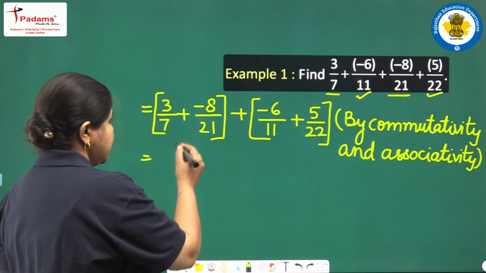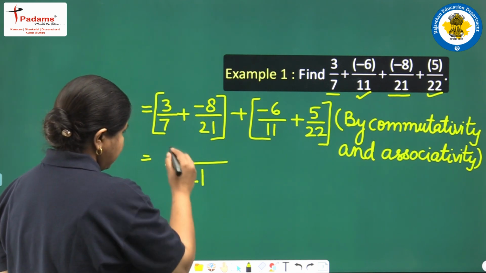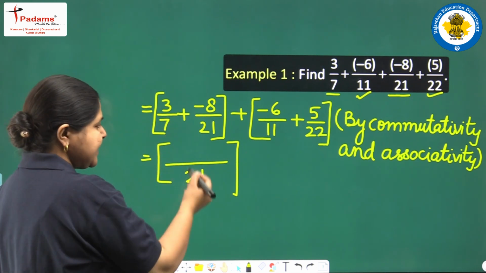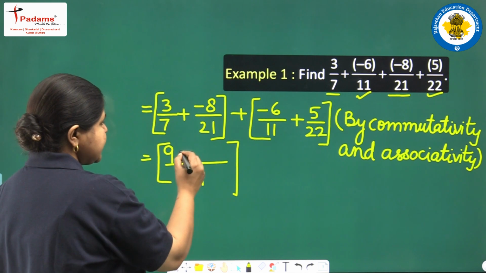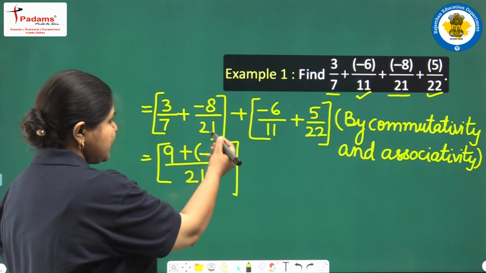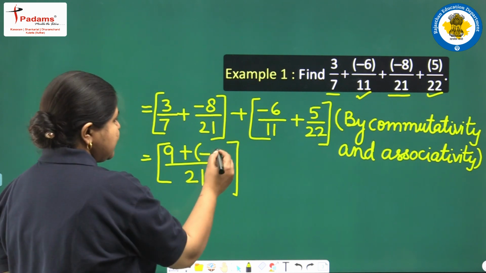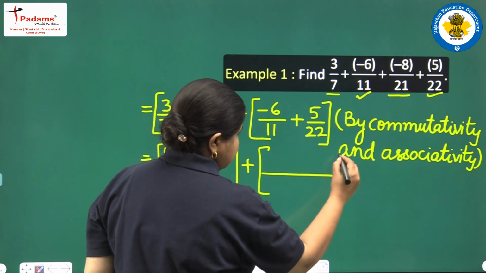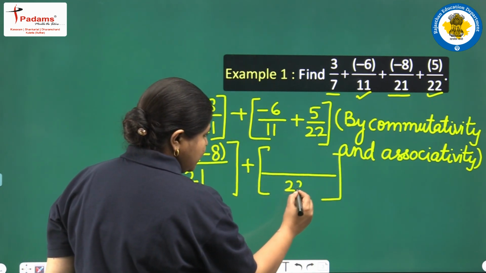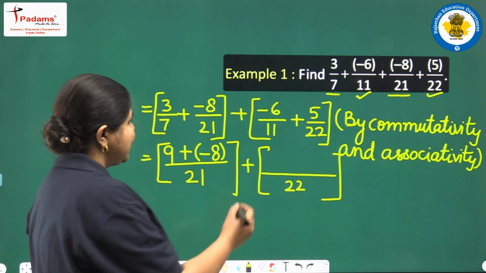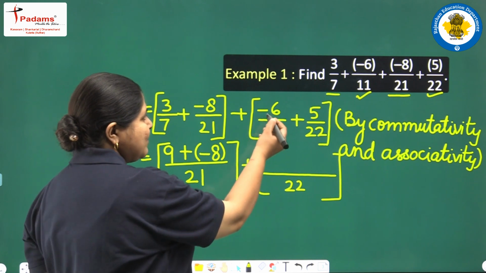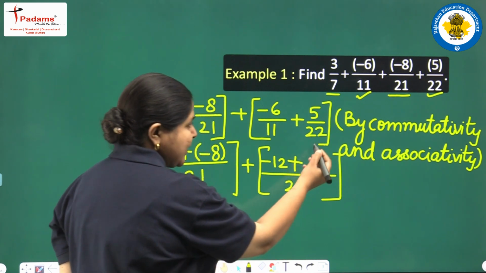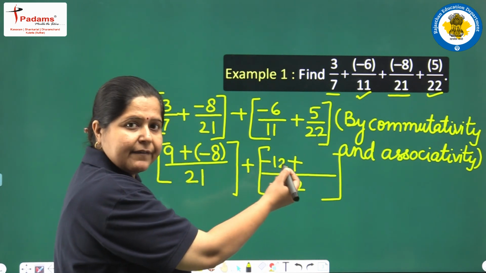First we see this one. The LCM will be 21. 7 3s is 21, so 3 3s will be 9 here, plus minus 21 1s are 21, so 8 1s are 8 will be here, plus the LCM will be 22, as 22 is a multiple of 11, then 11 2s are 22, so minus 6 into 2 will be minus 12 here, plus 22 1s are 22, so 5 1s are 5.